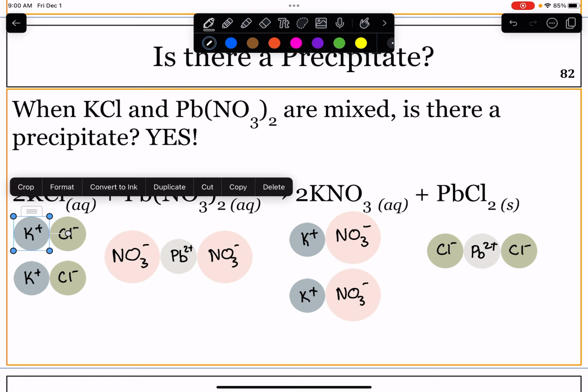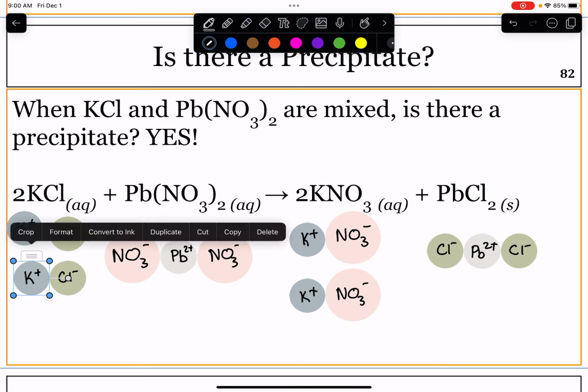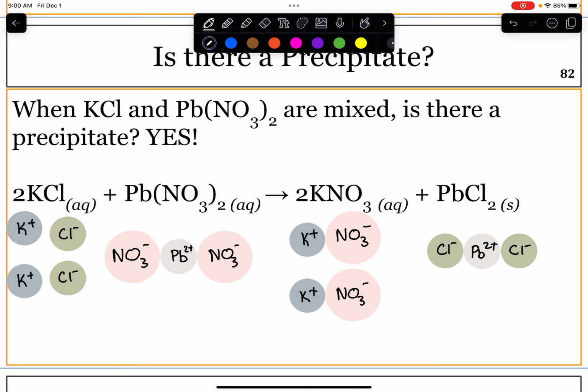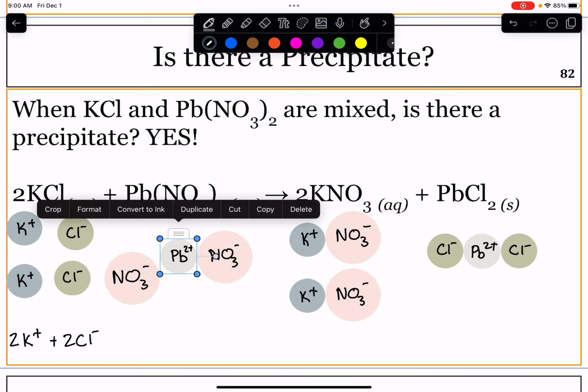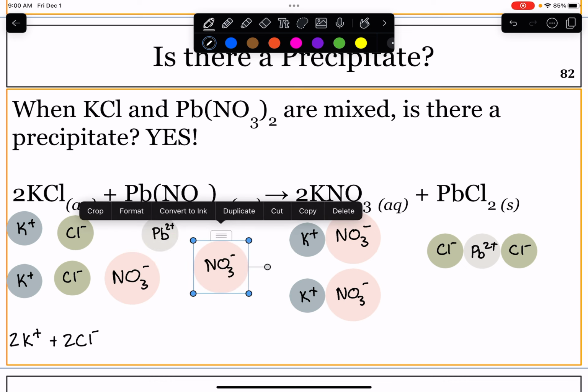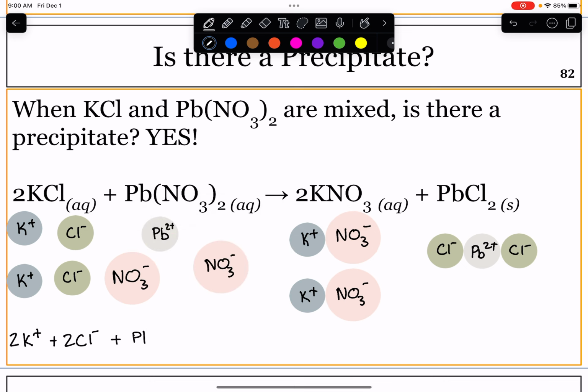So let's look and see what this is. Because potassium chloride is aqueous, we need to split up the ions. They are not touching each other in solution. They're floating around all over the place in their beaker. So we have 2 potassium ions and we have 2 chloride ions. Then in the second beaker we have lead nitrate, which is also aqueous. So the nitrates and the leads are not stuck together. They are separated and floating around in solution. That's on the reactant side.